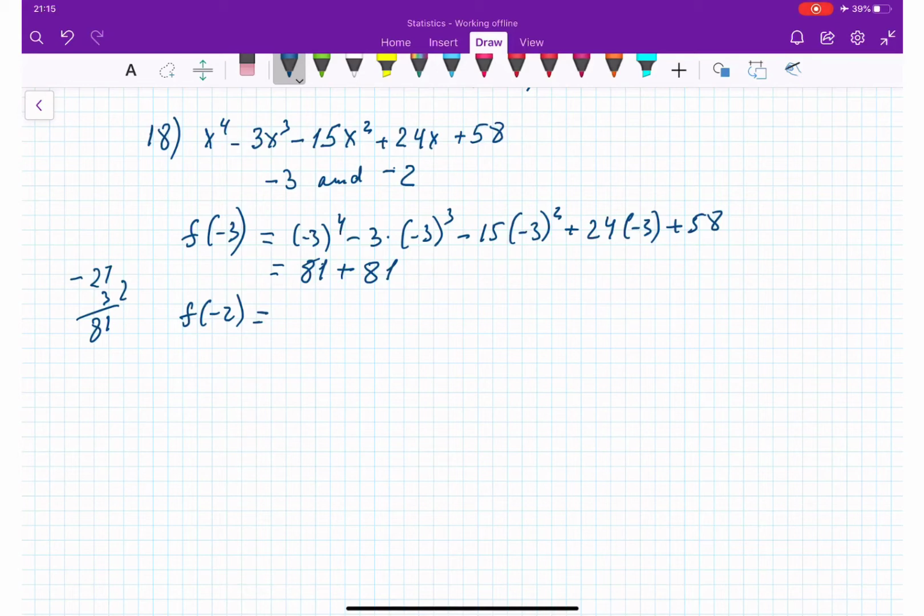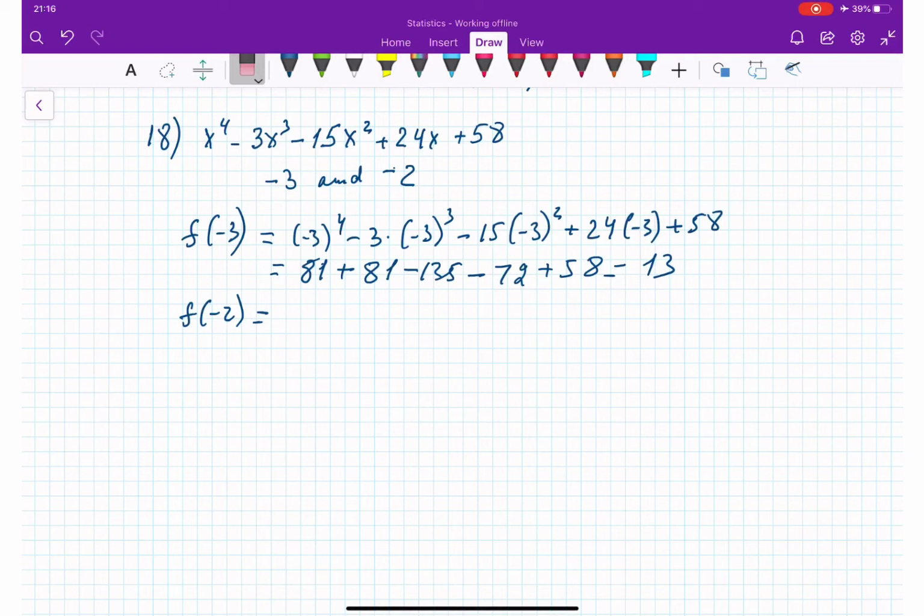And then -3 squared is positive 9. 15 times 9, it's going to be 45. 9 and 4, 13, and it's going to be negative 135. And then minus 12, 6, 72, and plus 58. So this is going to be equal, let me see, it's going to be equal 13.